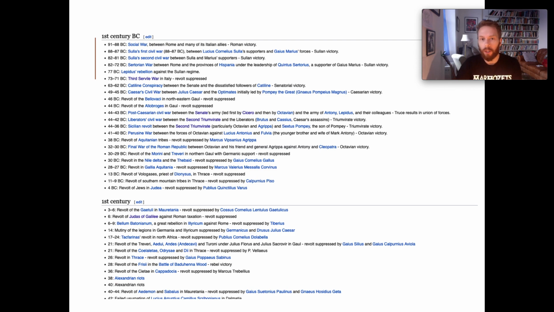And into the 1st century, we start to see revolts against the empire. This list only goes up to 40. You can go to Wikipedia, you can have a look at how long the list is. So it's safe to assume from this that the people who were governed by Rome, especially in the provinces, were not always content to be governed by Rome.